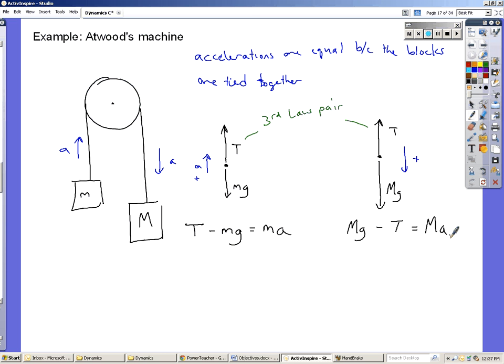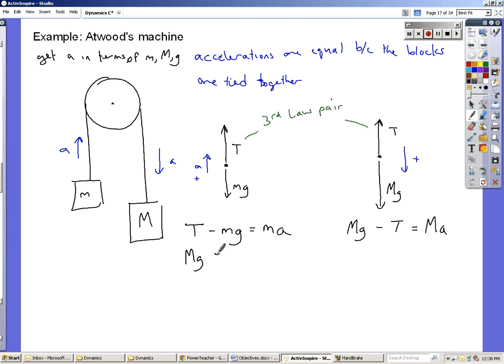And now we have two equations, two unknowns. We're trying to get a in terms of little m, big M, and g. We don't want the tension to be in these equations. So what we'll do is add the two equations together. This is something called linear combination. It's a very, very useful technique.